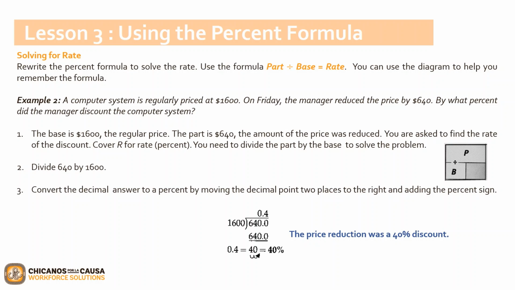Always ask yourself whether your answer seems reasonable. For example, you know that 40% is a little less than half, and half of $1,600 is $800. Since $640 is a little less than $800, it is a reasonable answer.